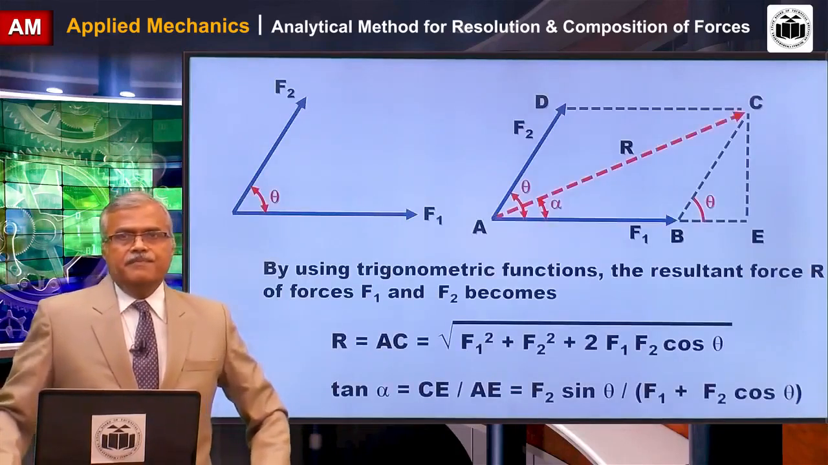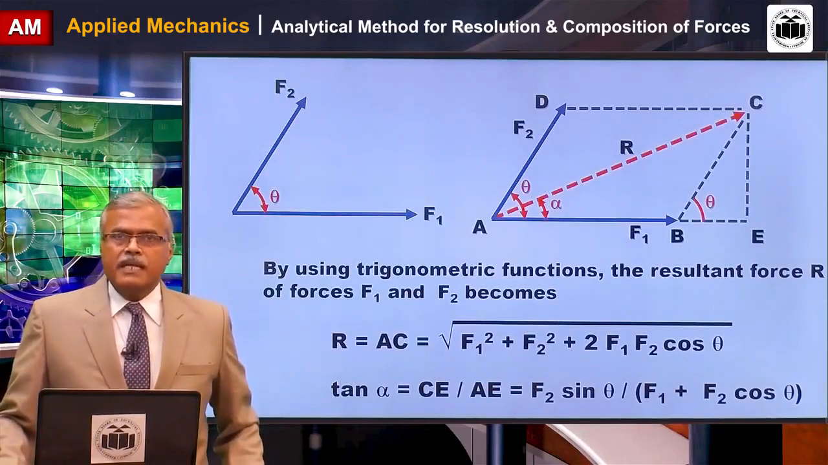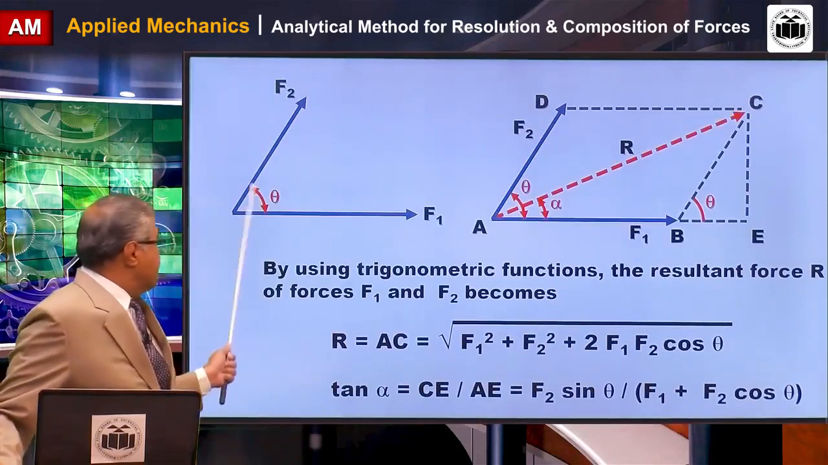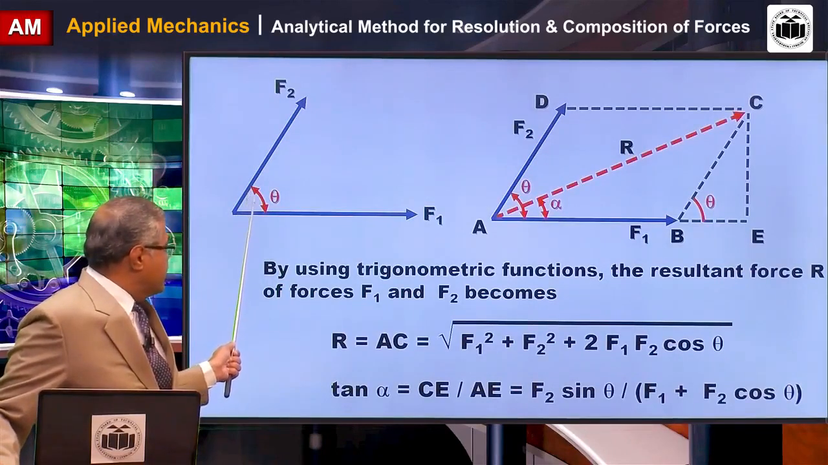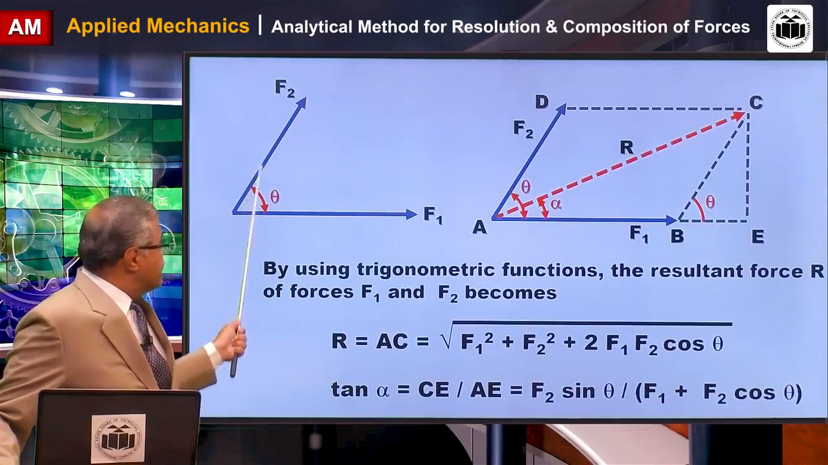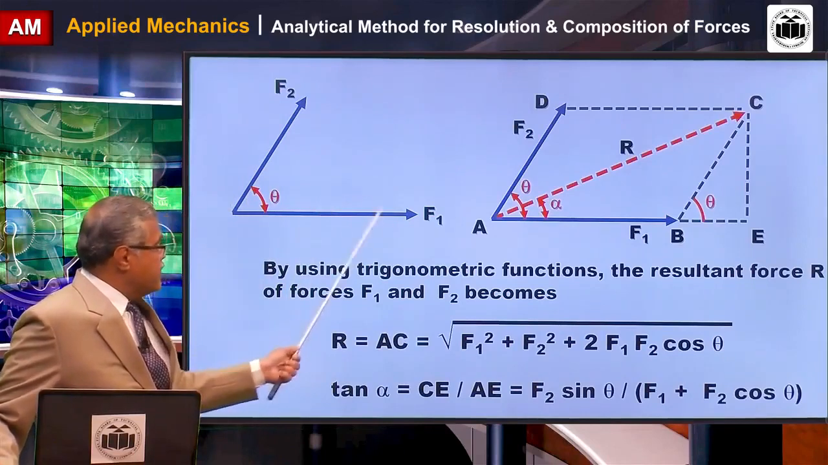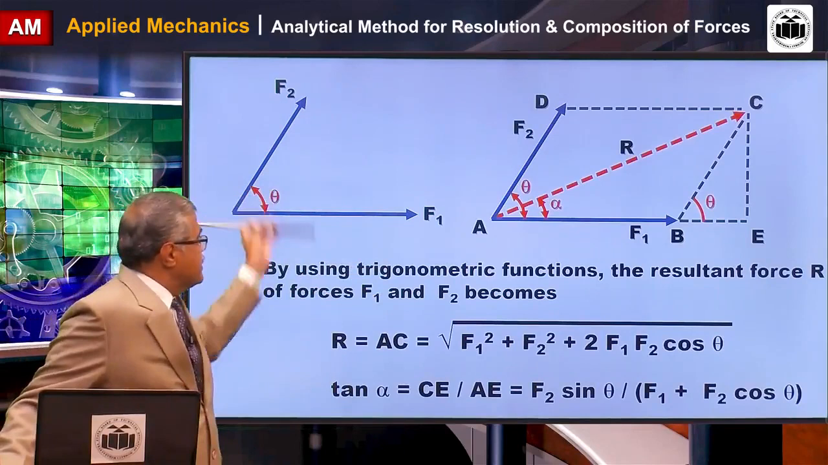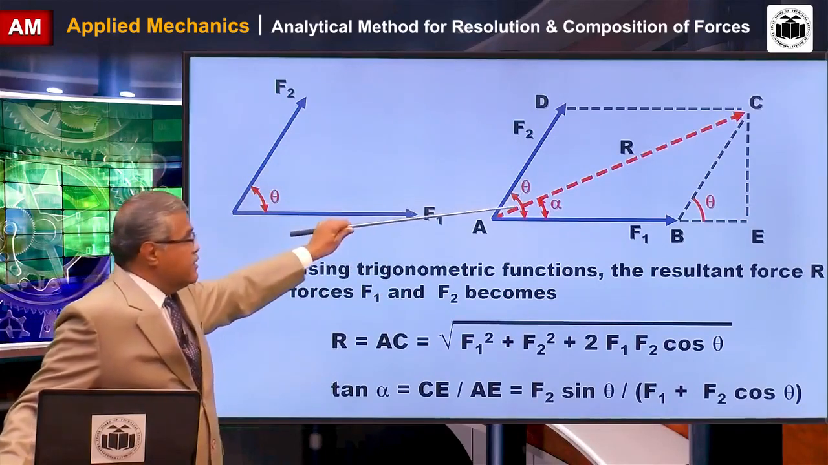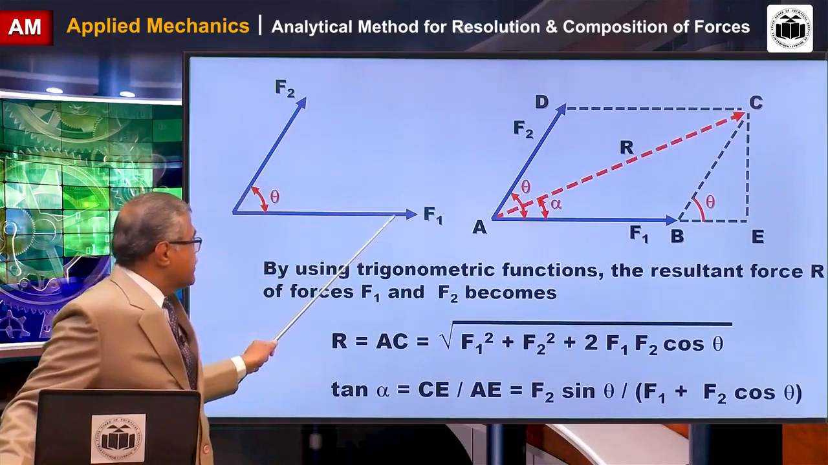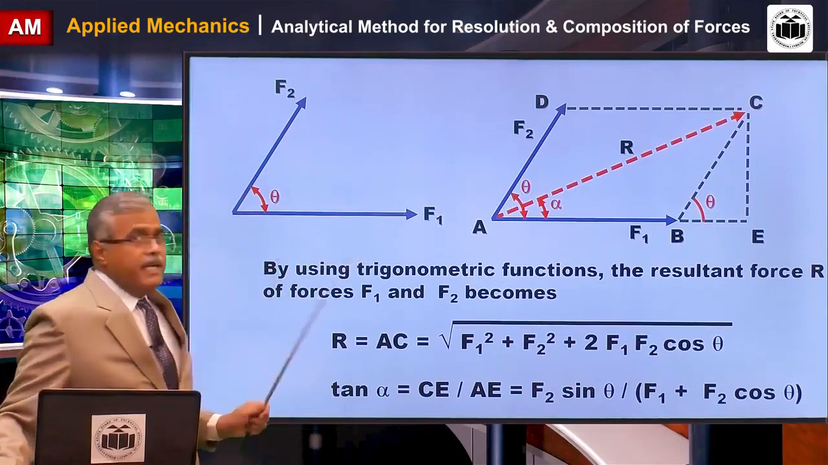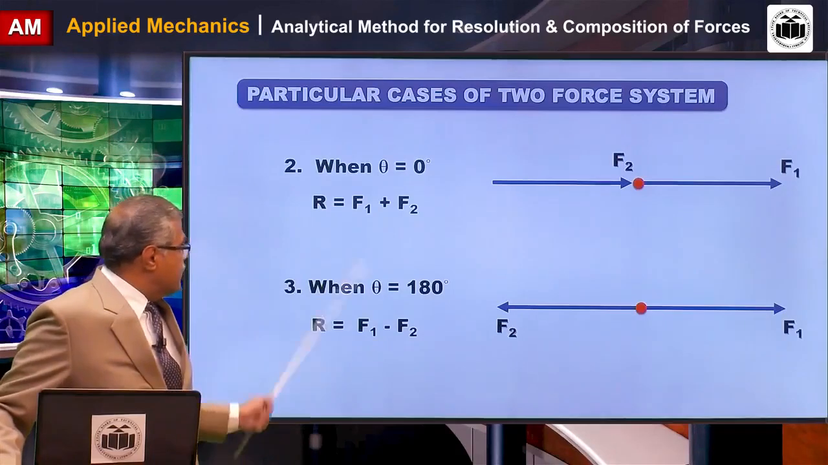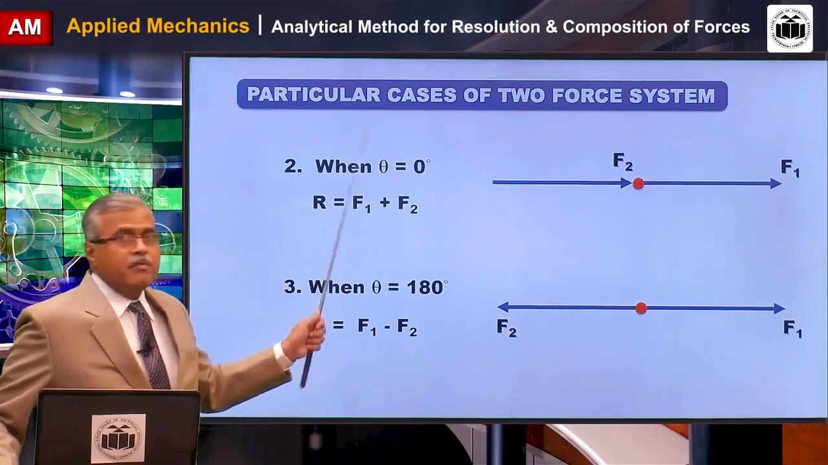This can be explained from this slide also. In this slide, we have F1 and F2. If angle theta becomes 0, then F1 and F2 will be in the same line. If theta is equal to 180 degrees, then F2 will act in this direction and F1 is acting in this direction. So therefore, at theta equal to 180 degrees, we get resultant R equal to F1 minus F2, and at theta equal to 0, resultant R is equal to F1 plus F2.